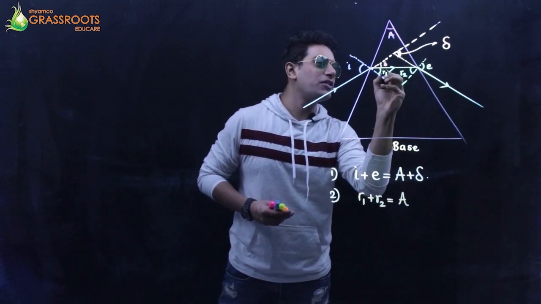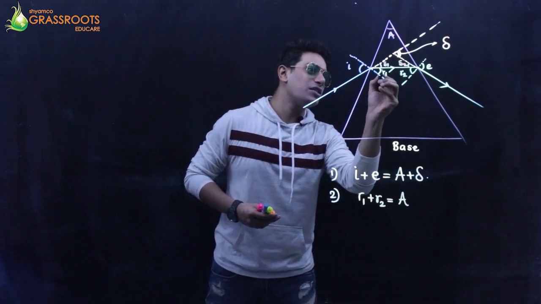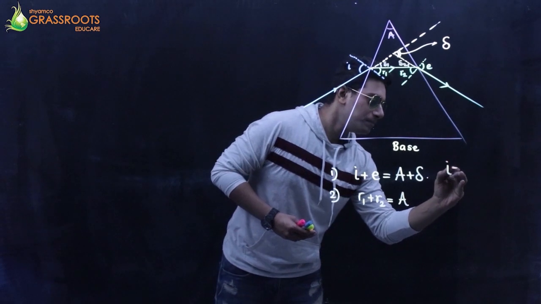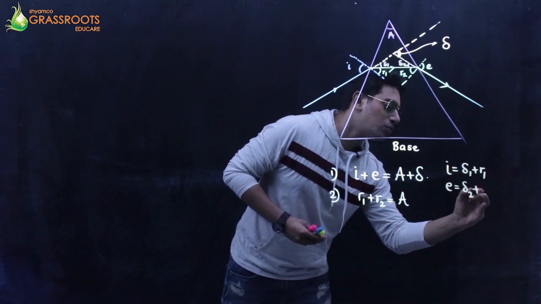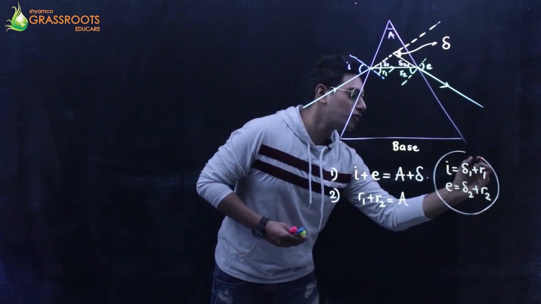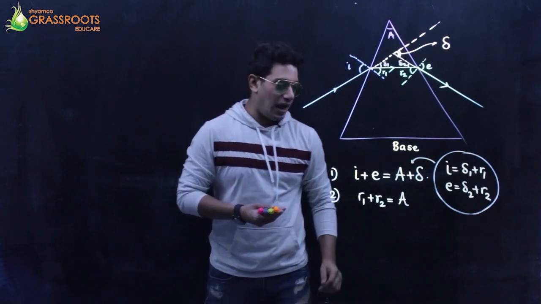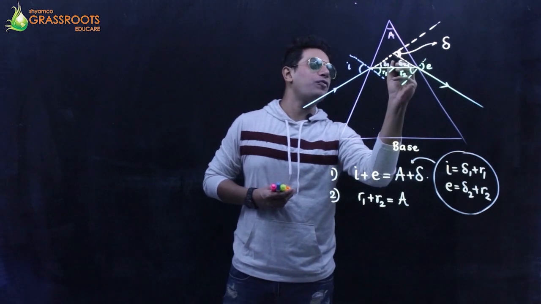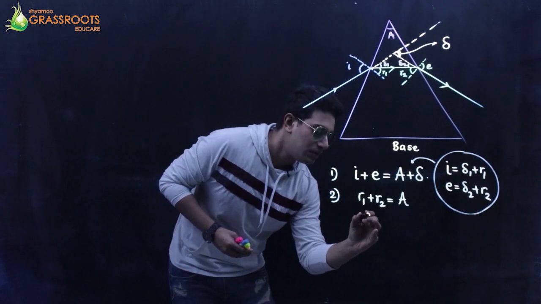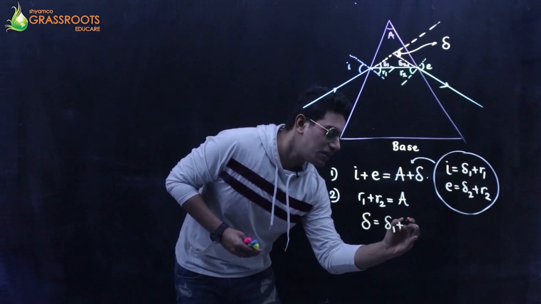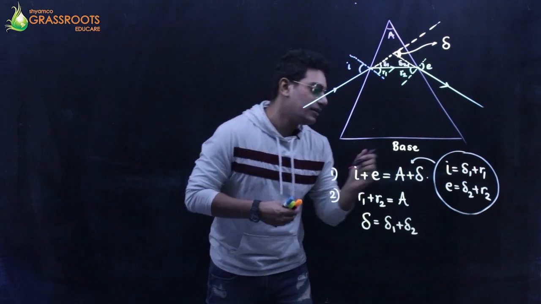This is said to be delta 1, the first deviation, and this is said to be delta 2, the second deviation. I is equal to delta 1 plus R1, vertically opposite angles, and E is equal to delta 2 plus R2. When you add both of them, I get I plus E is equal to A plus delta. And delta 1 plus delta 2, the sum of two remote interior angles, is the exterior angle property. So delta is equal to delta 1 plus delta 2. So what we have done is, first thing, just check this one.